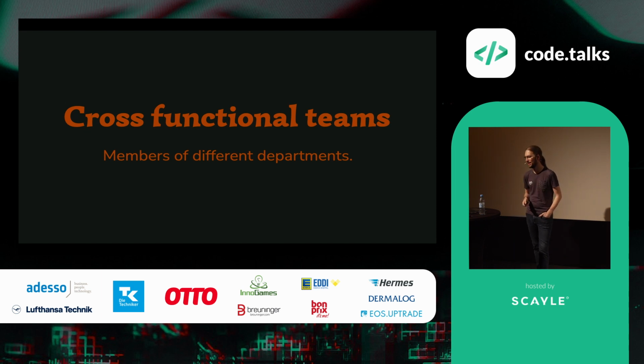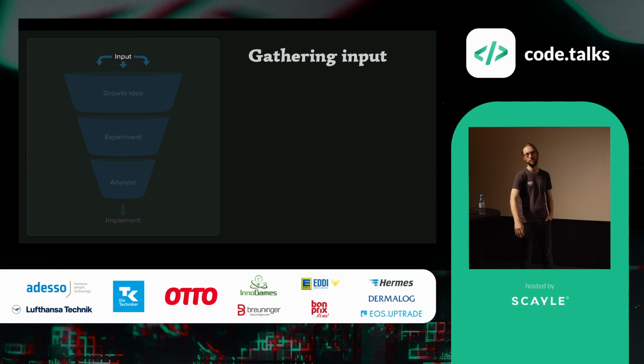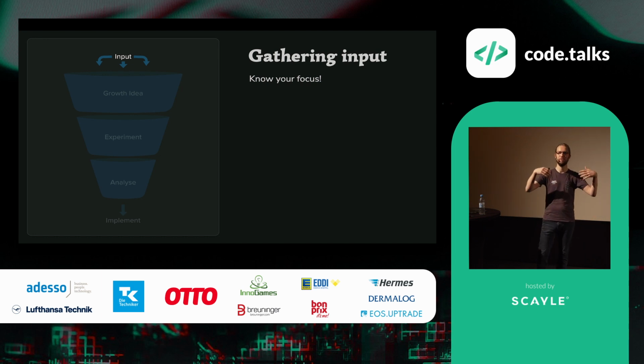Okay. Then let's dive down the funnel of a growth experiment, the one we saw earlier. It all starts with input. From somewhere we need to get input so that we can have ideas. And input can come from everywhere. It's just important that you know your focus a little bit. Maybe you want to increase how many people come to you. Maybe you want to increase how many people start buying. When you know that, it helps you to get the right input.